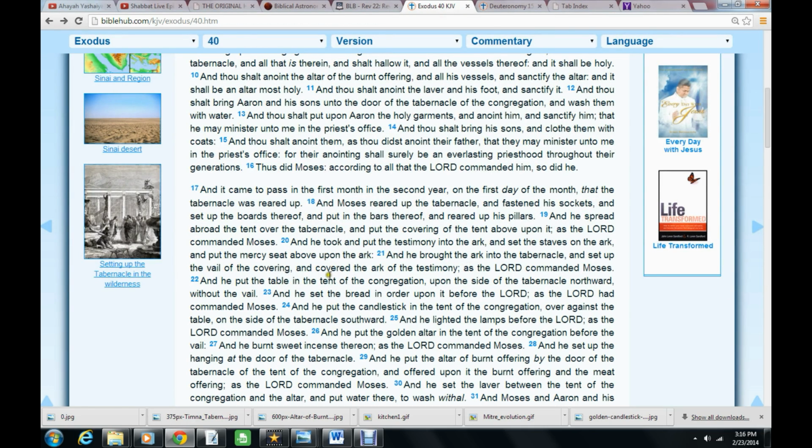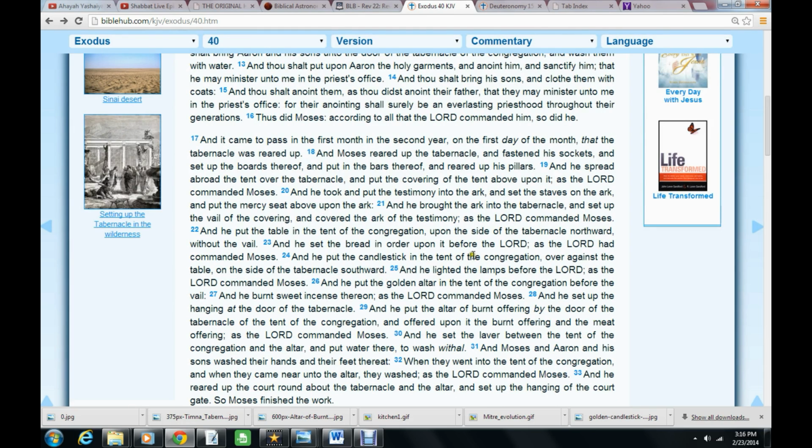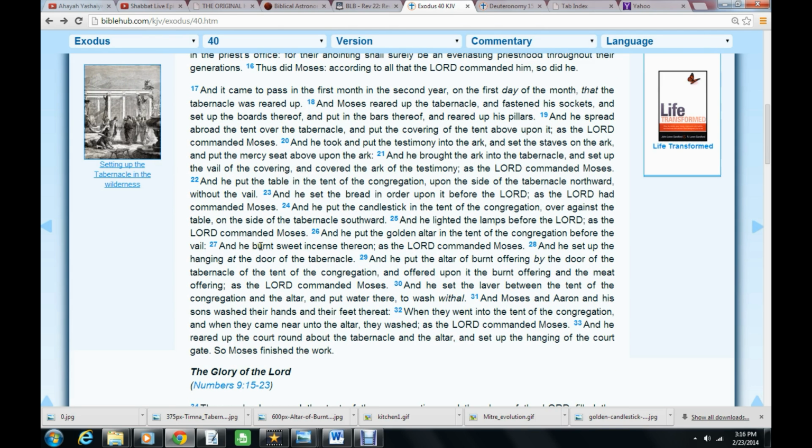And he put the table in the tent of the congregation upon the side of the tabernacle northward, without the veil. And he set the bread in order upon it before the Most High Ahiah, as the Most High Ahiah had commanded Moses. And he put the candlestick in the tent of the congregation over against the table, on the side of the tabernacle southward.